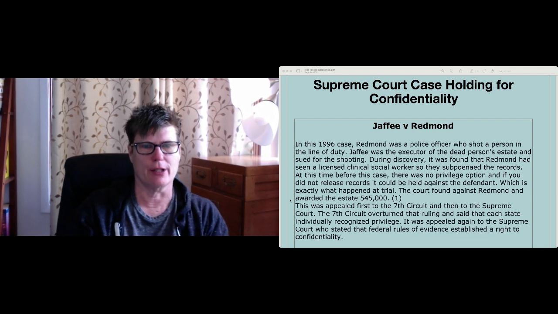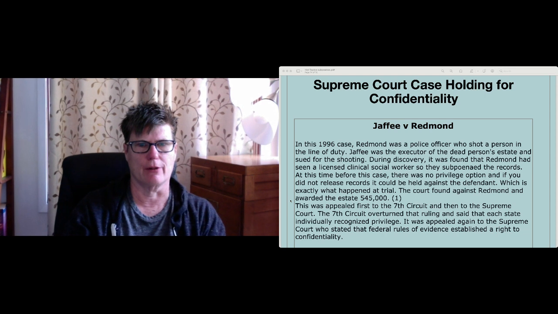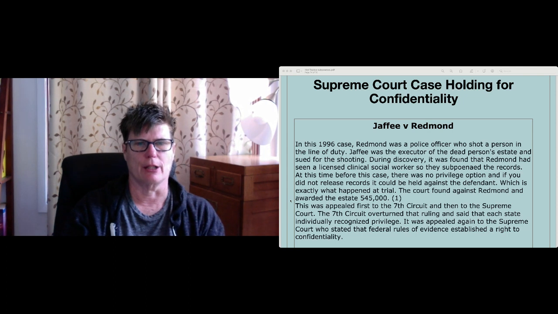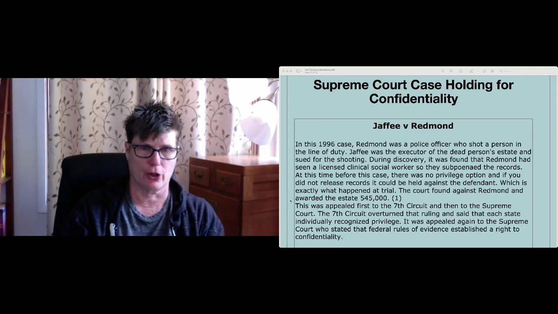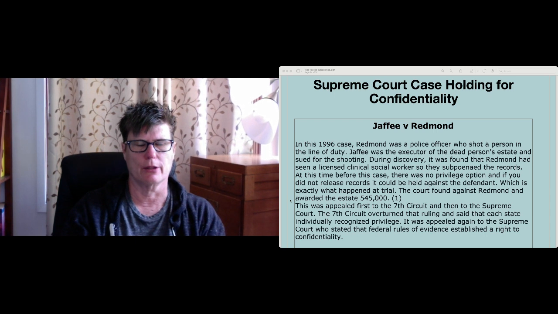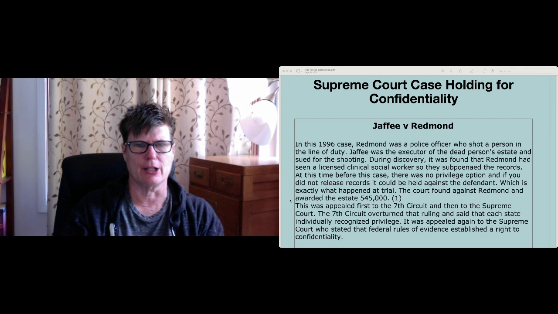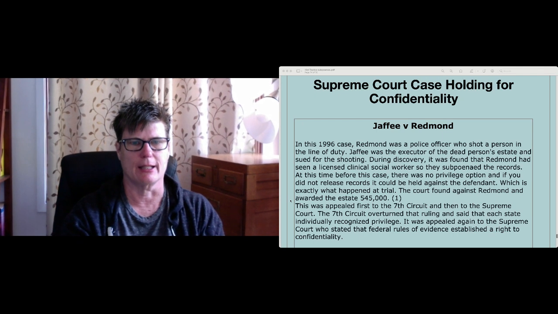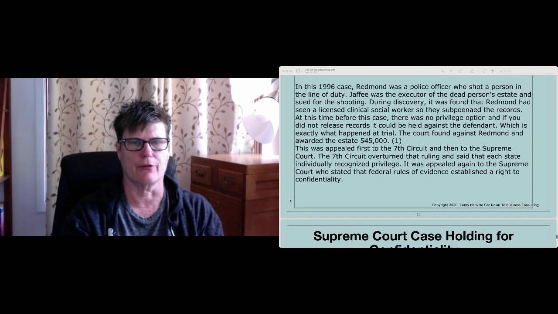At this time, before this case, there was no privilege option, and if you did not release records, it could be held against the defendant, which is exactly what happened at trial. The court found against Redmond and awarded the estate over $500,000. This got appealed to the Seventh Circuit and then to the Supreme Court. The Seventh Circuit overturned the ruling and said that each state individually recognized privilege. Got appealed again to Supreme Court, and they stated that the federal rules of evidence established a right to confidentiality.